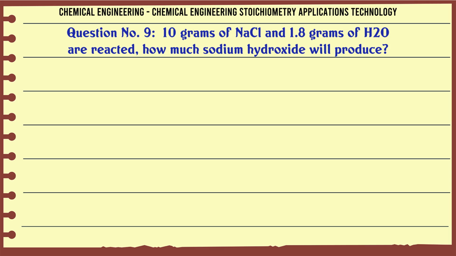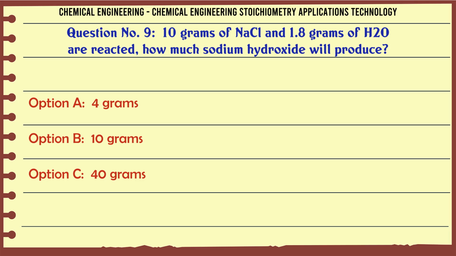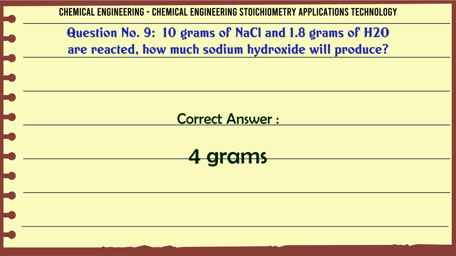10 grams of NaCl and 1.8 grams of H2O are reacted. How much sodium hydroxide will produce? A 4 grams, B 10 grams, C 40 grams, D 80 grams. The correct answer is 4 grams.